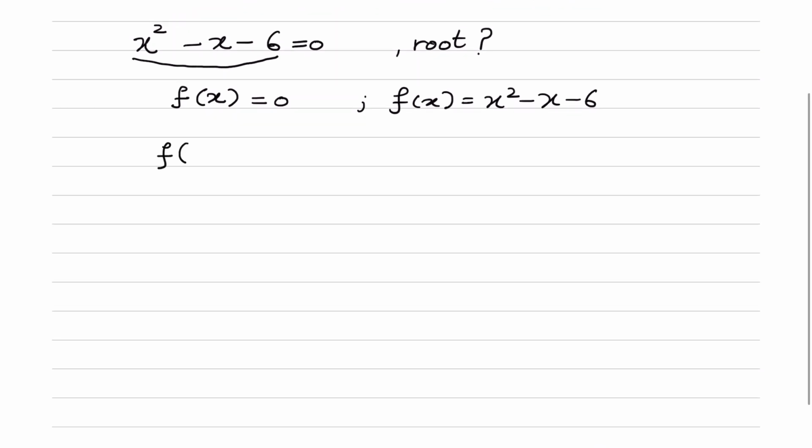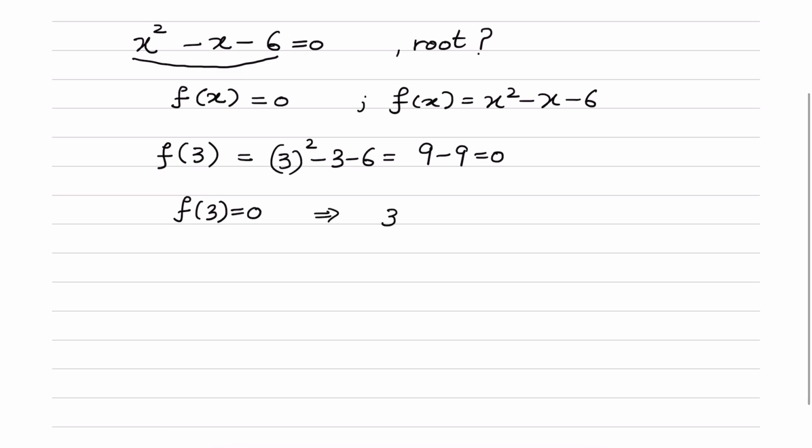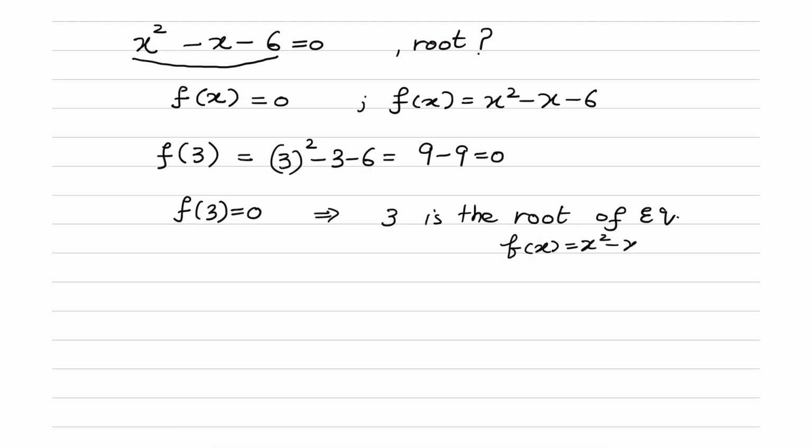Now, if we plug 3 in f of x, like 3 square minus 3 minus 6, it gives us 9 minus 9 equal to 0. So we have f of 3 is equal to 0. This means 3 is the root of equation f of x, where f of x was x square minus x minus 6 is equal to 0.